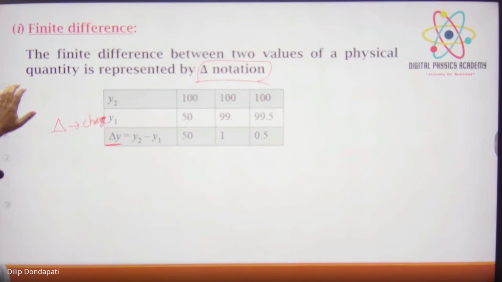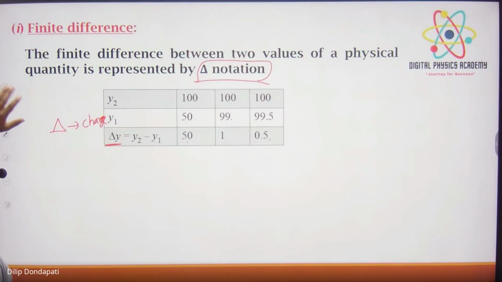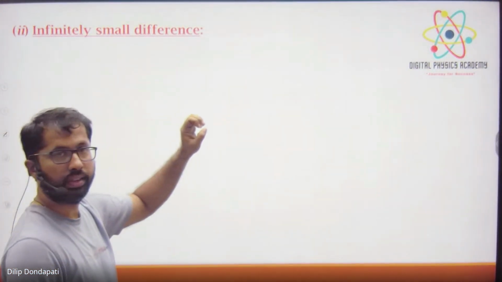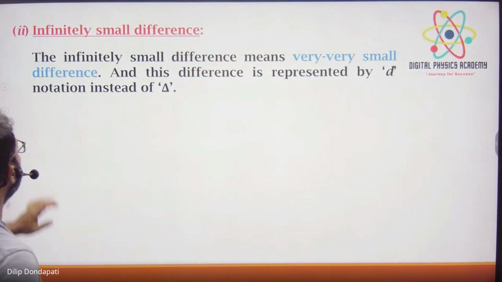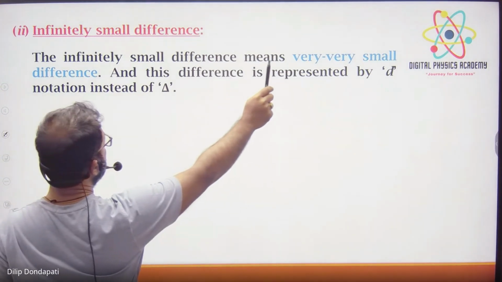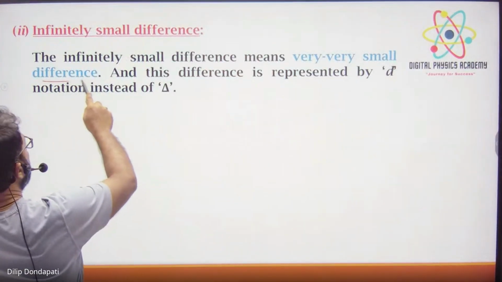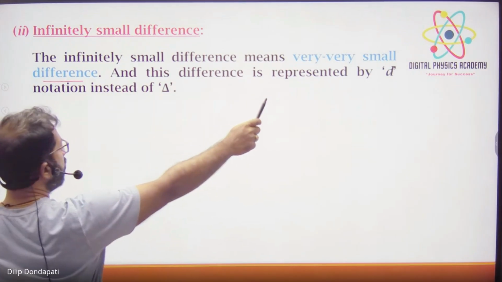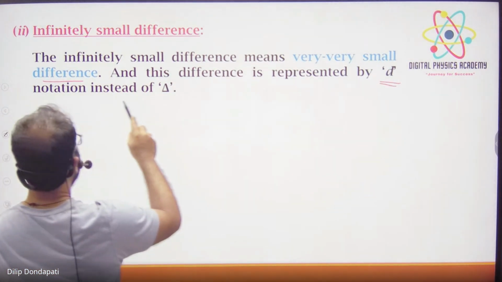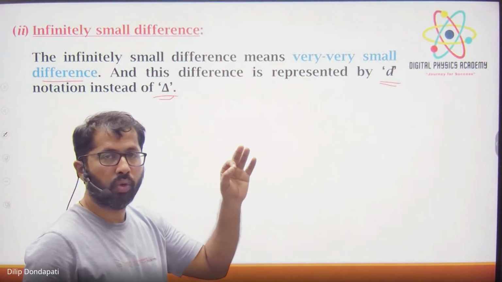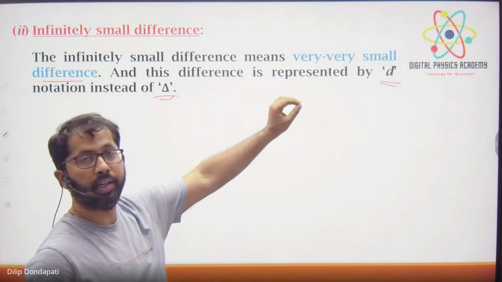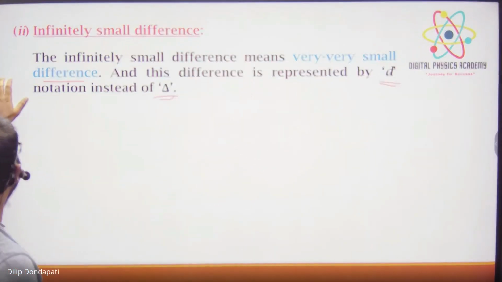Write the short form, no need of writing theory. Now, infinitely small difference. Infinitely small difference means very, very small difference. This difference is represented by d instead of delta. A very small difference we represent in physics with d. This is the differentiation.